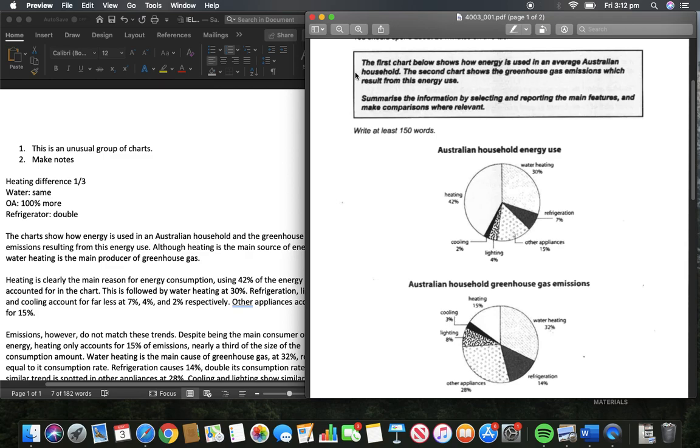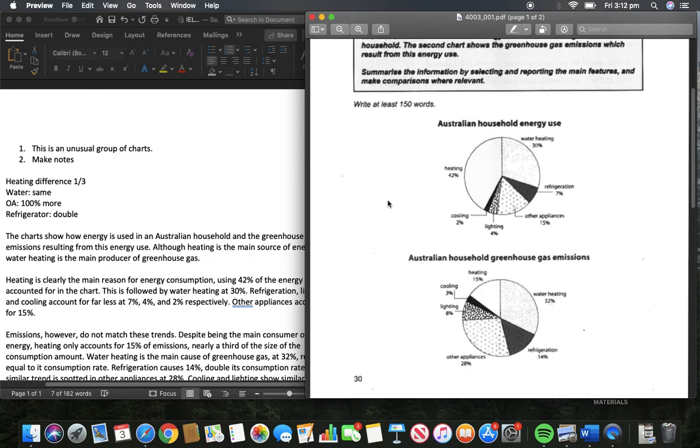The second chart shows the greenhouse gas emissions which result from this energy use. Summarize, you know the drill. Now, in IELTS you're not just supposed to describe the charts, but you're supposed to, as it says here, report the main features and make comparisons where relevant. Now, this one is either missing important information or is making assumptions that we cannot see looking at it.